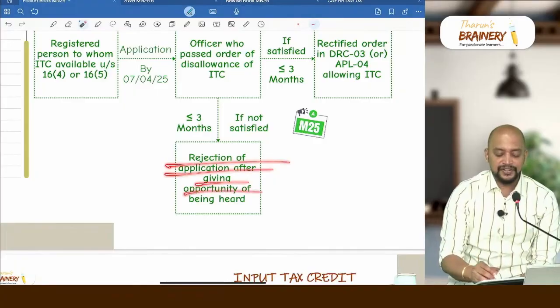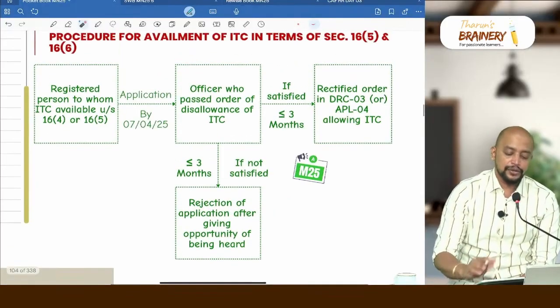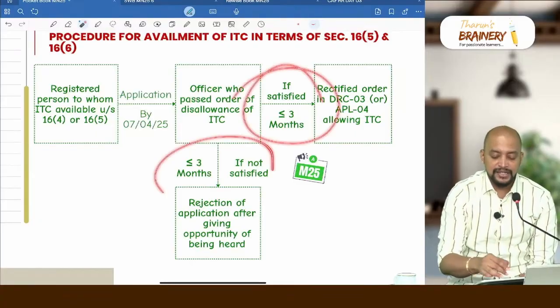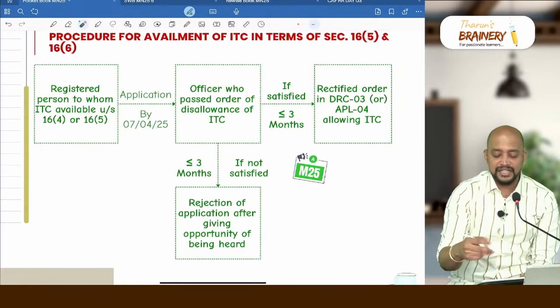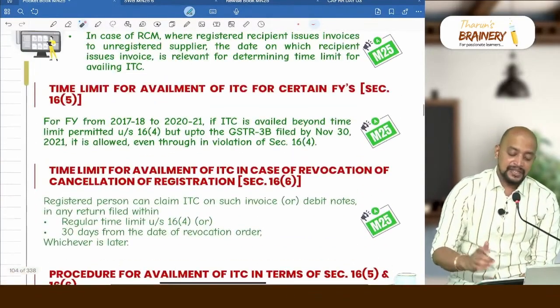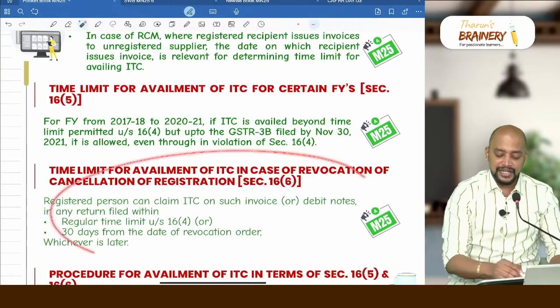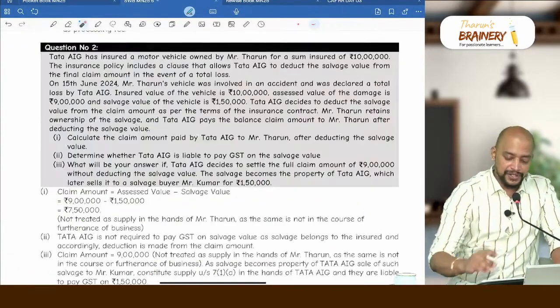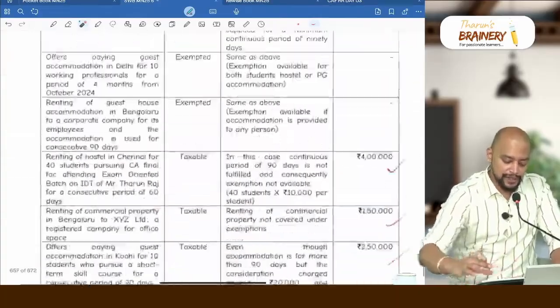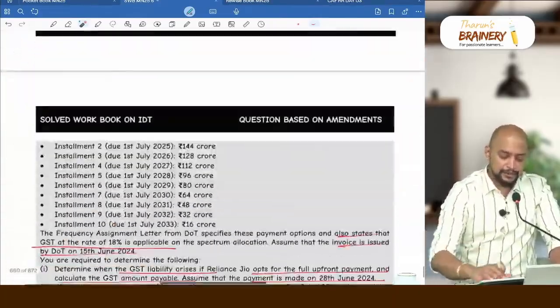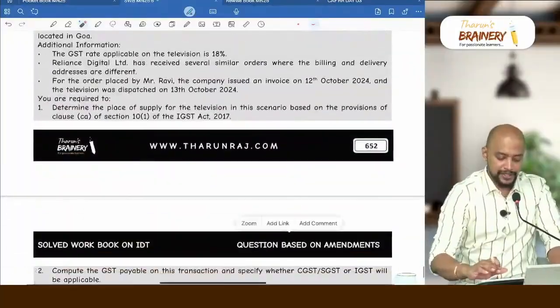Rejection of the application will be after giving an opportunity of being heard. Now you don't have to remember this application date, but remember this process of 3 months. Within 3 months, if satisfied, they will give, otherwise they will reject. And this is about section 16.5 and section 16.6. Related to this section 16.6, I gave one question, so please have a look into that question. That is related to revocation of cancellation.